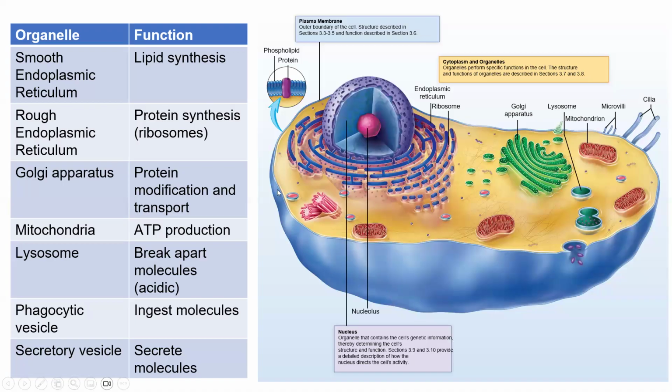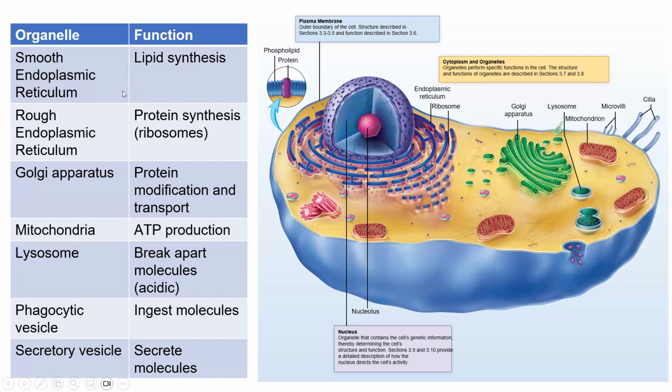The blue on this outer portion is what we call the plasma membrane, or cell membrane. We'll talk about this more in depth in a few slides. Part of our lecture today will cover how we get material across this membrane, both into and out of the cell.